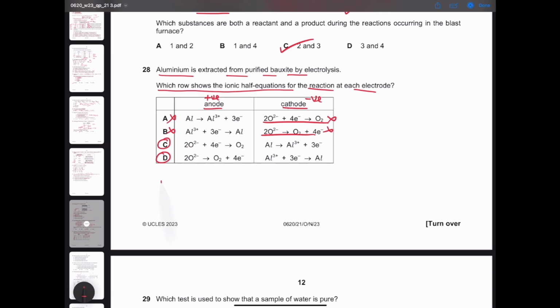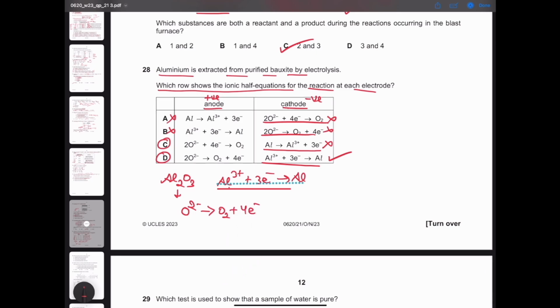So for aluminium oxide, Al2O3, we know that Al3+ gains 3 electrons and it forms Al, right? And this will happen at the cathode because cathode is negative charge. Now, is this equation correct? I don't think so. Is this equation correct? This is correct. Let's also check for oxygen. O2- will form O2, but 4 electrons will be there as well. And here you will have to put a 2.